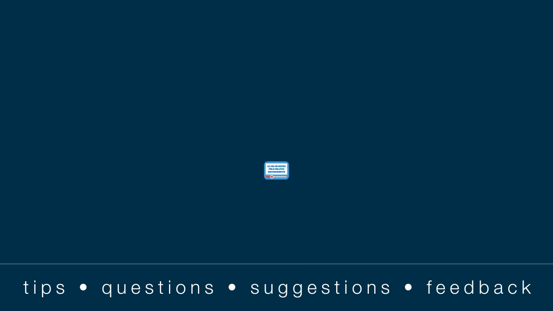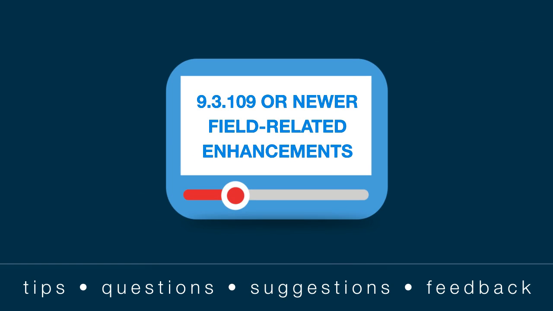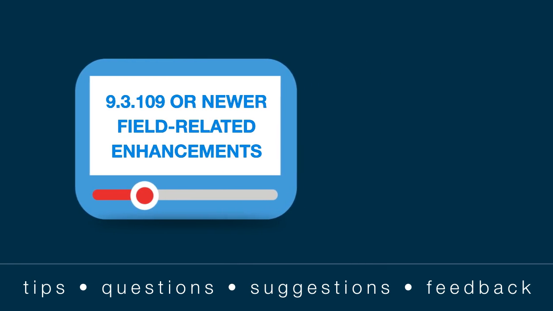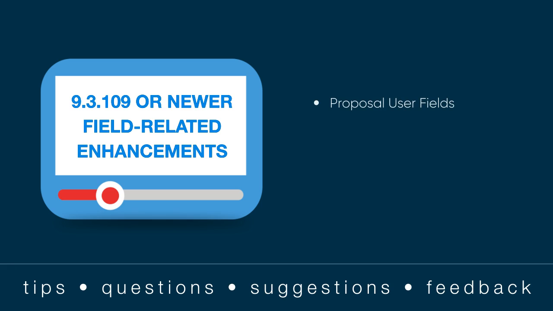Today we're going to talk about proposal user fields and some other field-related enhancements that have been implemented in version 9.3.109 of ProPricer. First, we will cover the proposal user fields feature and how it allows you to customize the general page of the proposal properties. Proposal user fields replace the custom text fields that could be created in proposal defaults in previous versions of ProPricer.